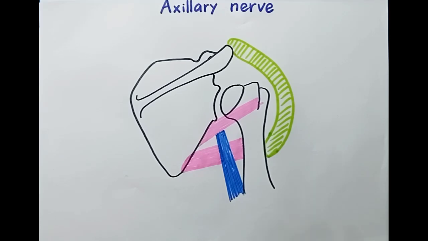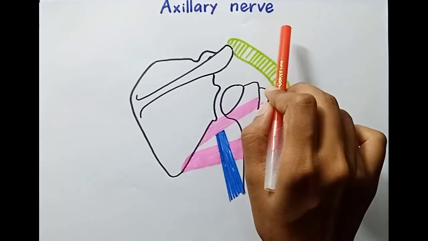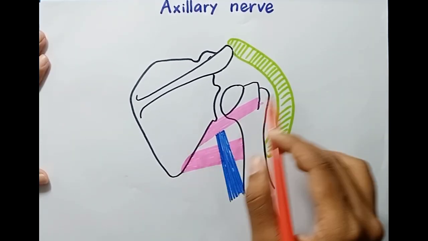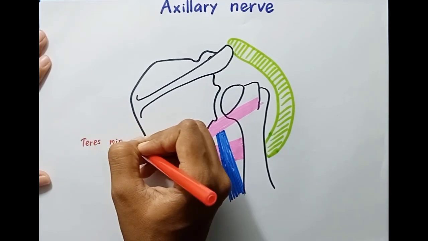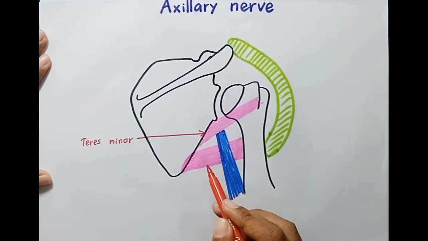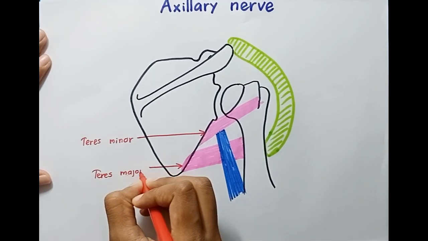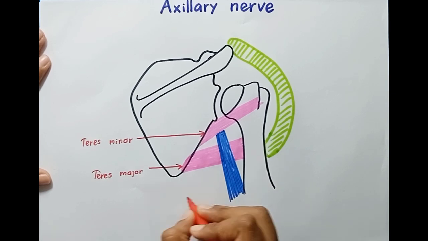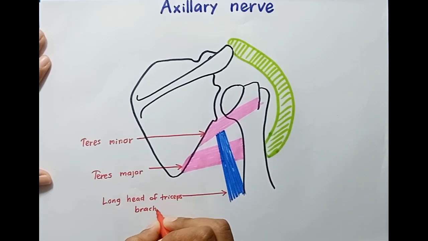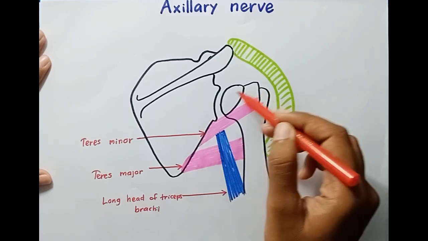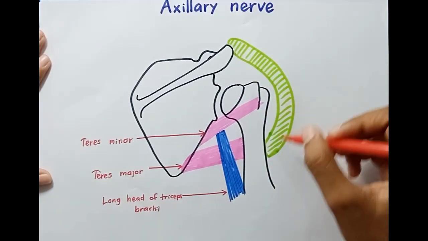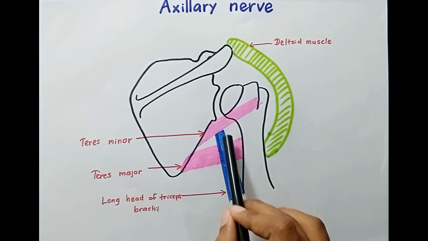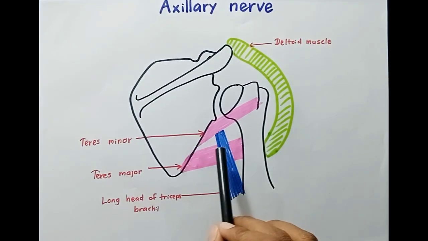In this video we are going to talk about the axillary nerve. First I will name the parts of this diagram. Here you can see the teres minor muscle, and this is the teres major muscle. And here in blue color you can see the long head of triceps brachii. And this is the scapular bone. Here you can see the humerus, and this is the deltoid muscle. And in this diagram, here you can see the quadrangular space and triangular space.